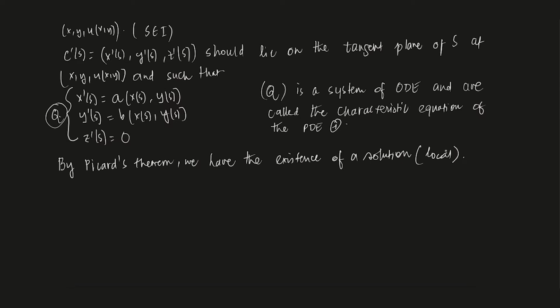So let's say the solution which we get will be x of S, y of S, z of S. You solve this equation and you get x of S, y of S, z of S. This is the solution you get. This lies on S, and this actually is the curve C of S, given by the existence of the solution.